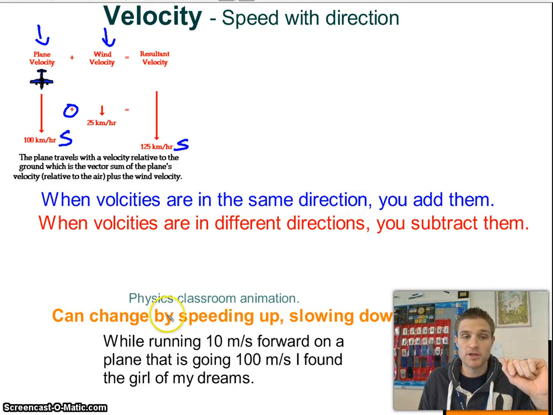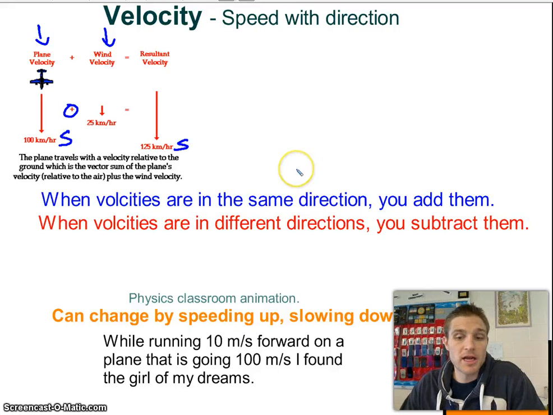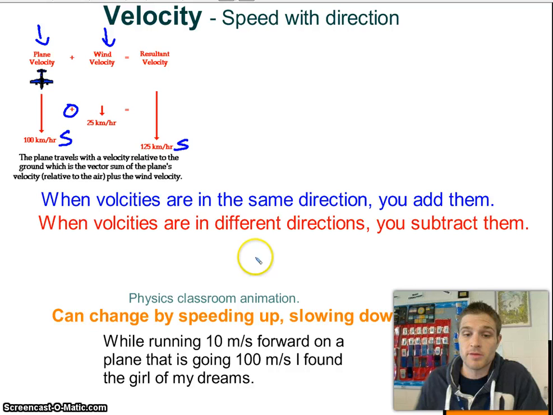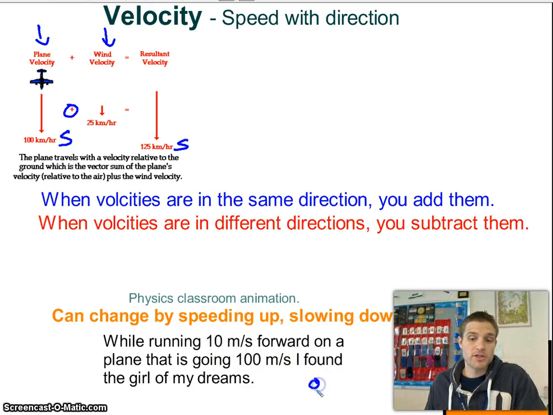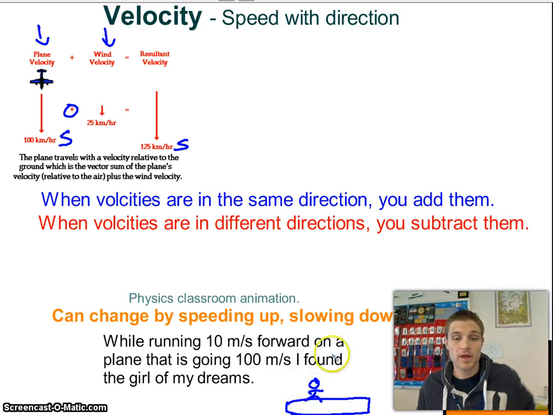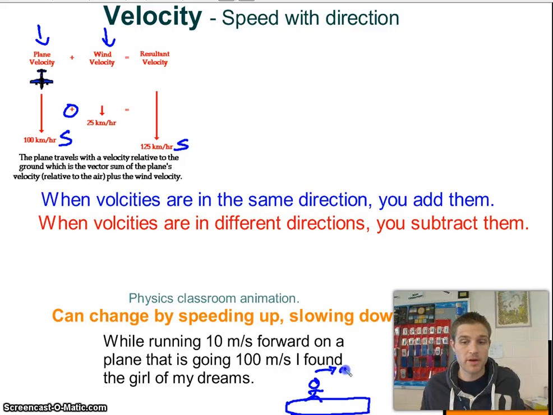So if I was to do this problem: while running 10 meters per second forward on a plane that is going 100 meters per second, I found the girl of my dreams. I like to draw pictures. I think for velocities, they really help. So here's the plane that I'm going on, and I'm running on it. I'm running this way, 10 meters per second, because it says I'm going forward. The plane is also going this way, which is 100 meters per second.